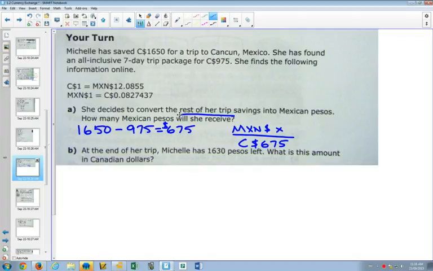Well, for our exchange rate, and again, you can choose either one of those. So I'm going to put 12.0855 because that's our Mexican. And on the bottom in Canadian, it's equal to 1. So our proportion is set up, and now if we multiply both sides by 675, what do we get as an answer? Mexican amount.